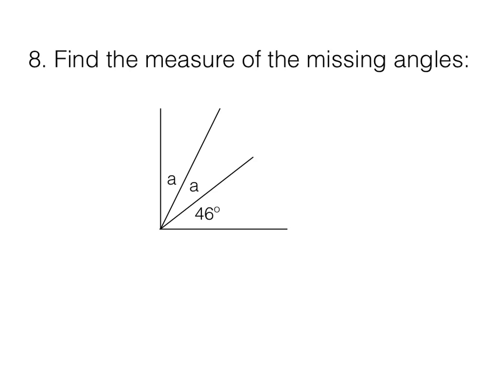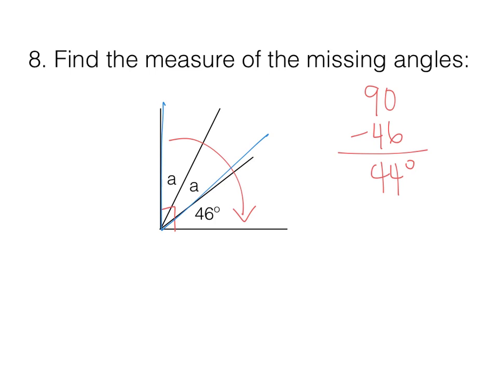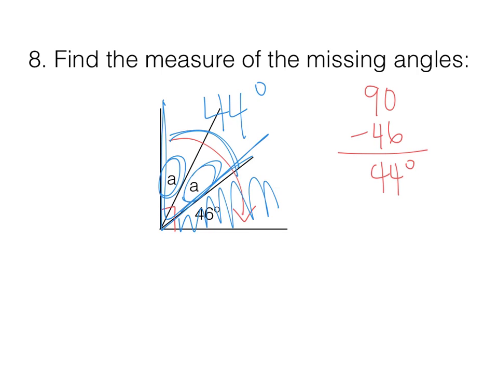Well, to solve it, I know that this is a 90-degree angle altogether. So I'm going to start by taking the 46 away from 90. That's going to give me 44 degrees. All right. So I've already taken care of the 46. This right here is 44 degrees. And this part of it is equal to this part of it.